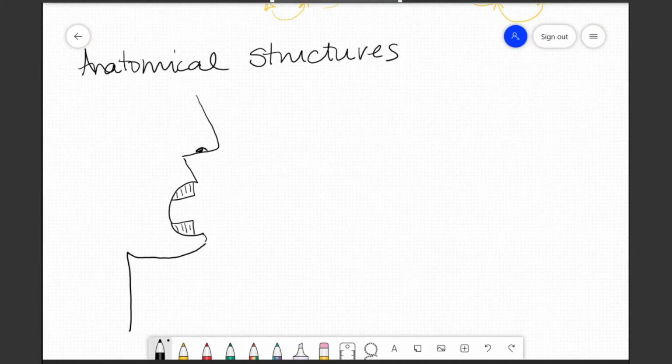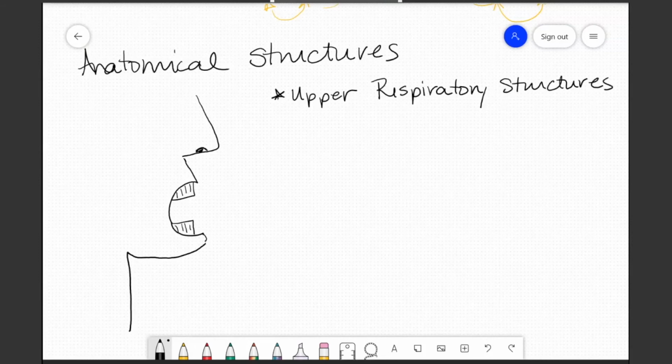When we're talking about the anatomical structures of the respiratory system, it's broken into two parts. First, you're going to have your upper respiratory structures. So this is essentially going to be areas of your mouth and nose. And then once we get past this, we'll then break down the lower respiratory structures. So the upper respiratory structures, some ones that you need to know are going to be your nostrils, your palate, which is the roof of your mouth. There is a hard palate and a soft. You need to know both of those and where they are.